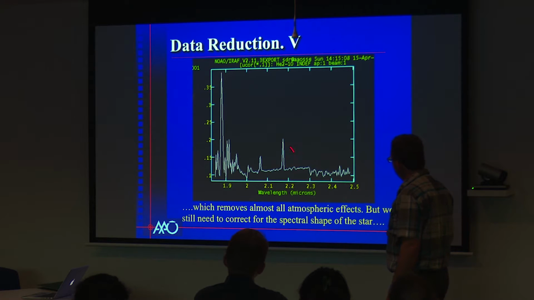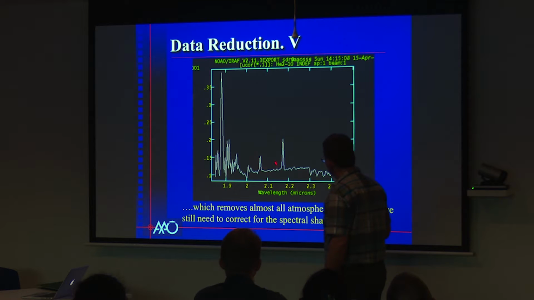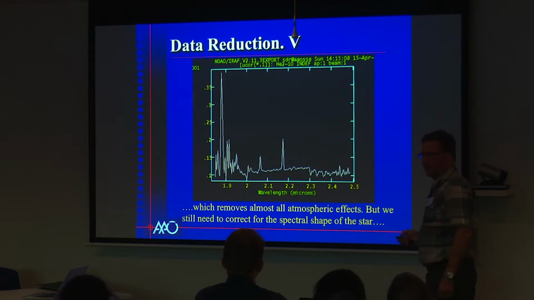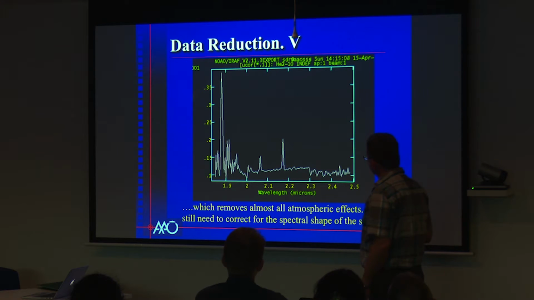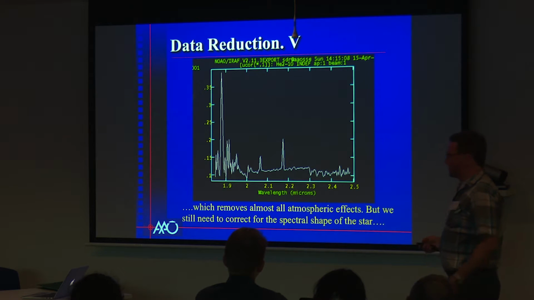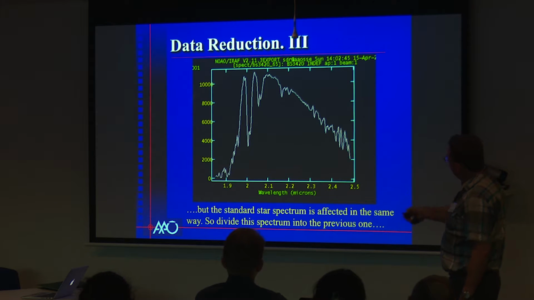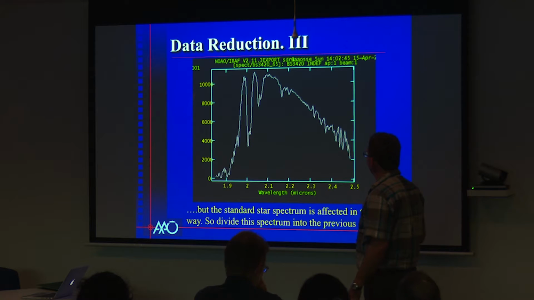We now have Brackett gamma intrinsic to the galaxy. We even have a bit of helium as well. And out here, we can begin to see these absorption bands, which are due to carbon monoxide in the atmospheres of red giants. But it's still not quite the right shape, because this is not the natural continuum shape of the star. This has had structure imposed on it by the spectrograph.